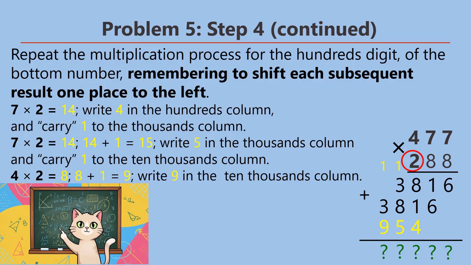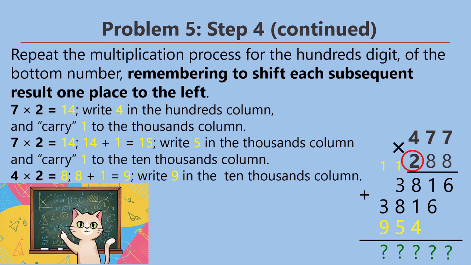Continue step 4. Repeat the multiplication process for the hundreds digit of the bottom number, remembering to shift each subsequent result one place to the left. 7 times 2 is equal to 14, write 4 in the hundreds column, and carry 1 to the thousands column.